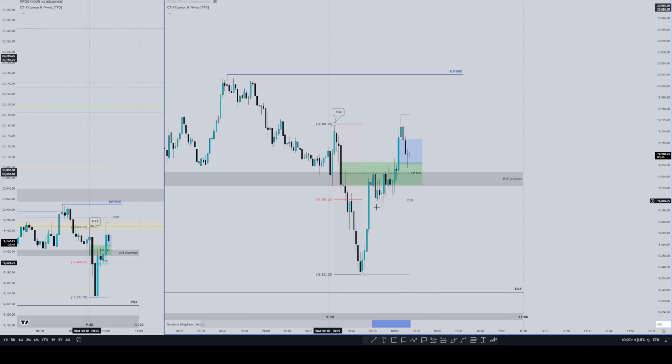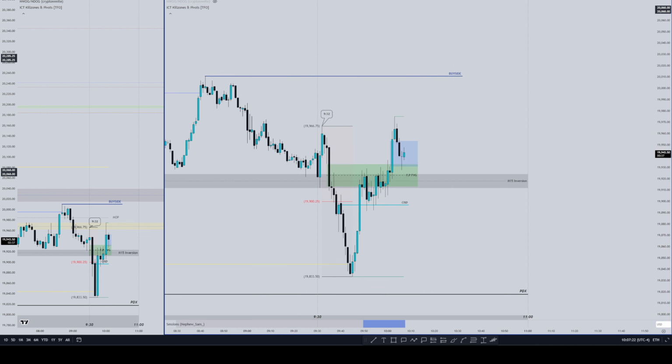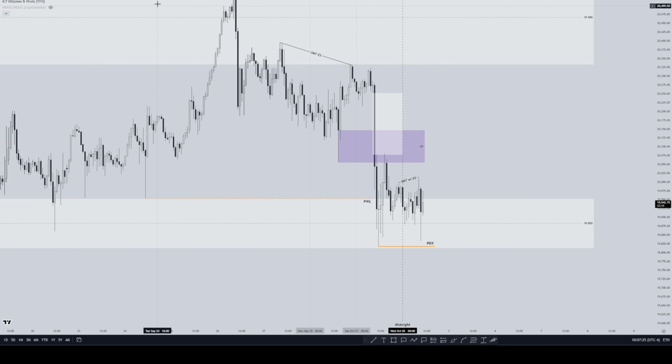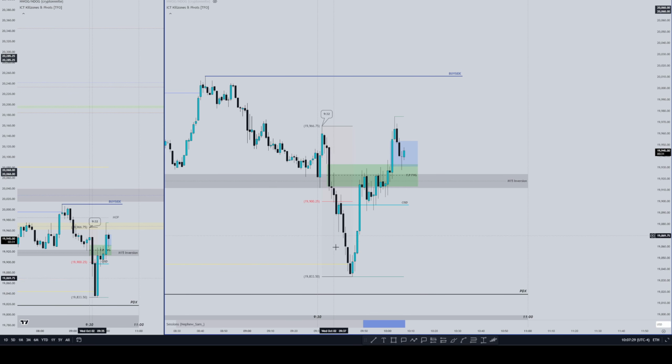Overall, more difficult than is needed. Meaning this is not like a day that, at least to me, was super clear. Bias is a little bit more difficult. We're inside of a choppy range. SMT on both the highs and the lows. Double Judah swing, expansion up, suboptimal entry with the low quality breaker here and the fair value gap.